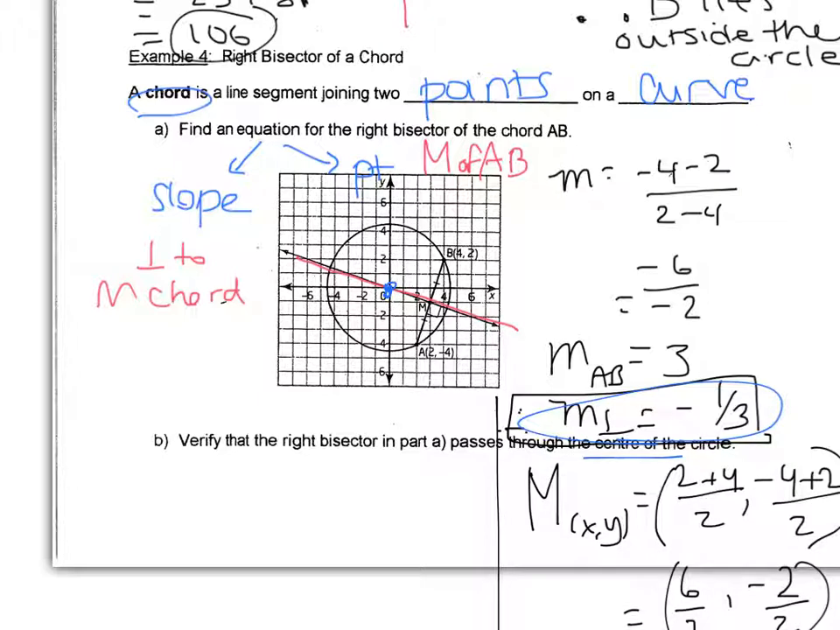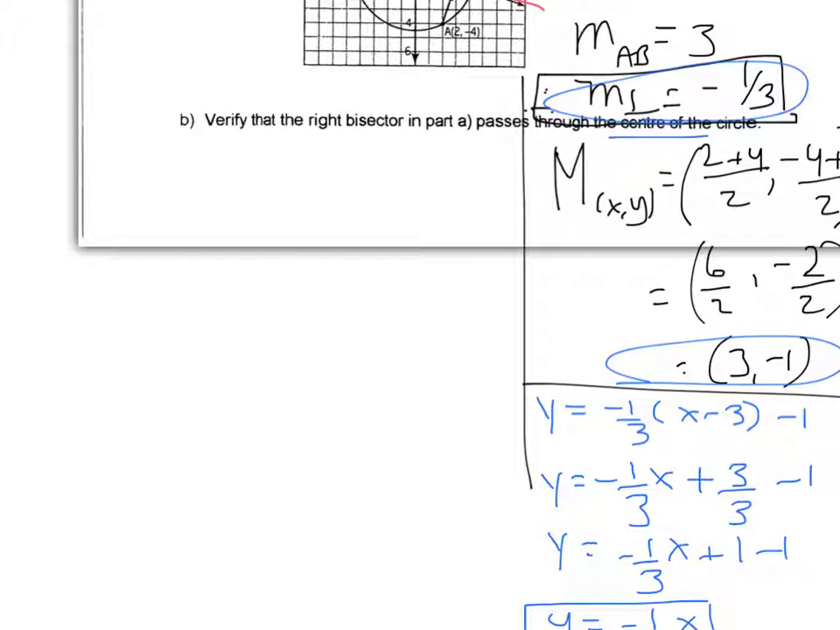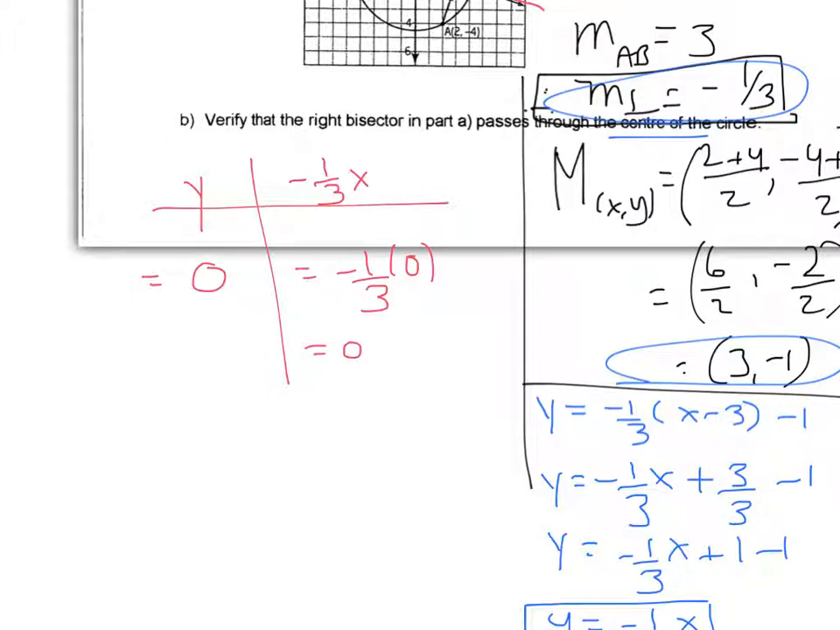Verify part B that the right bisector passes through the center of the circle. So does it pass through 0, 0? The way that you verify anything with an equation is by doing a left side, right side check. And we figured out the equation already. It's y equals negative 1/3 x. So we're going to put 0, 0 in there and see if the left side and the right side are equal. So the left side would just be 0, and the right side would be negative 1/3 times 0, which is also equal to 0.